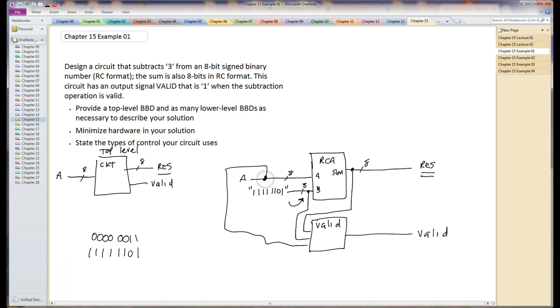At that point, we're going to call this problem done because it's a happy problem. The issue here is keep in mind that this A is this A, this valid is that valid. So this is the top level, and this is the lower level black box diagram for this problem.